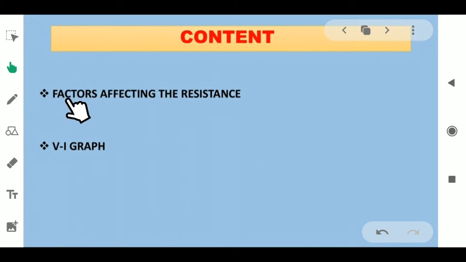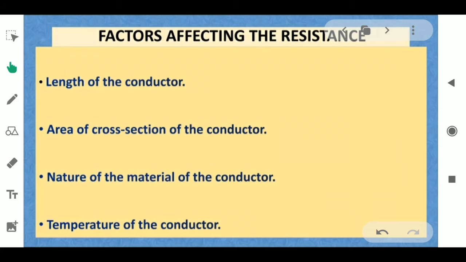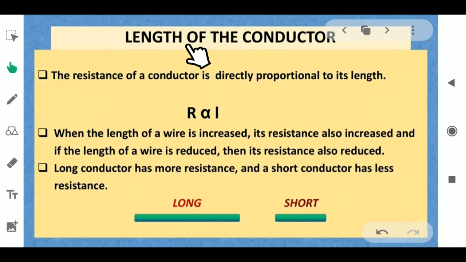Content: Factors Affecting the Resistance, VI Graph. Let us discuss the factors affecting the resistance. The factors are length of the conductor, area of cross-section of the conductor, nature of the material of the conductor, and temperature of the conductor. Clear? Yes. Dear students, the first one, length of the conductor.